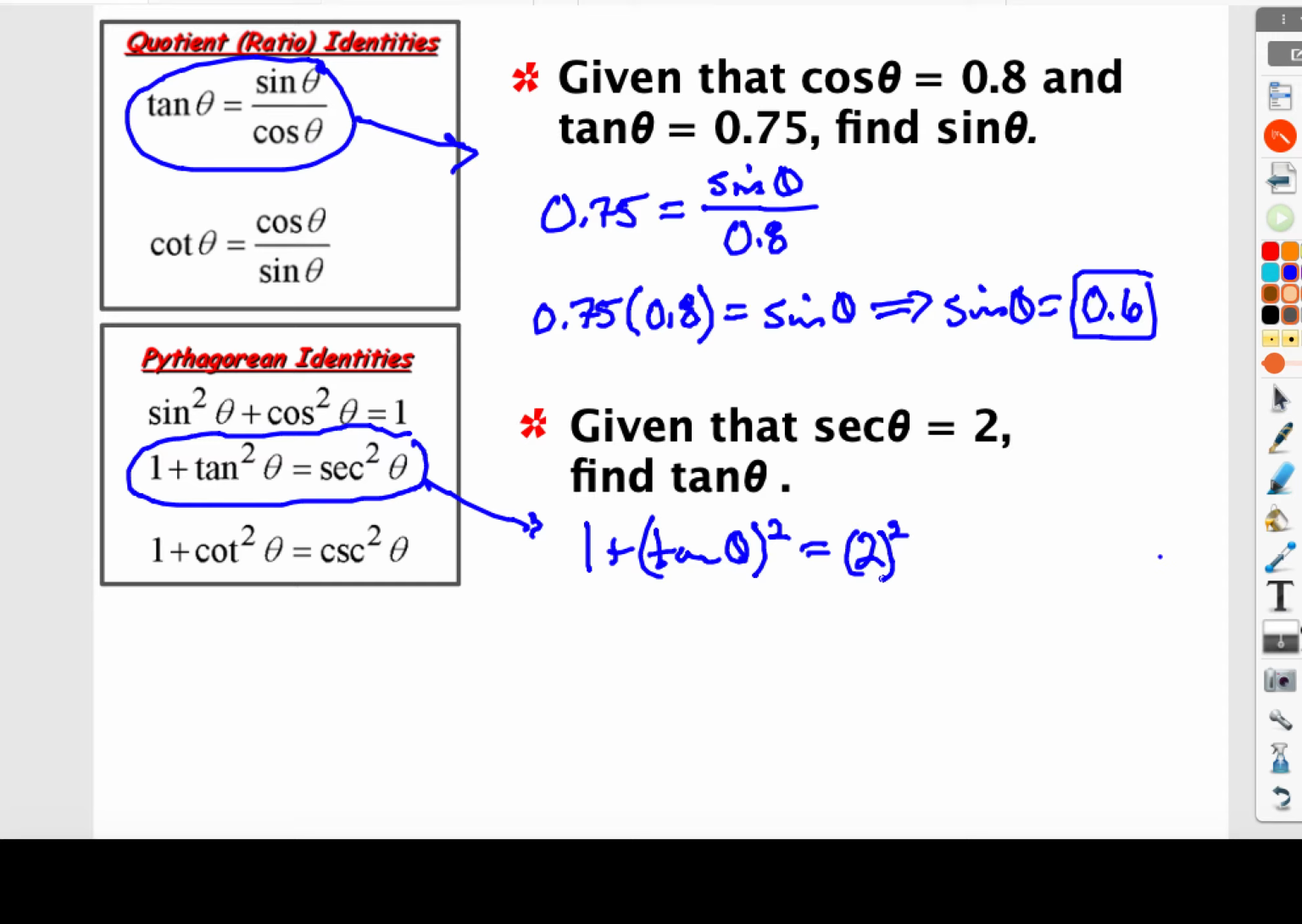So now this is tangent squared of theta equal to, again, would have been 4 on the right. Let's subtract that 1, makes it 3. The next thing I'm going to get rid of again is that square. So tangent of theta equals the square root of 3. And technically, because we don't know a lot about this, we should say plus or minus.